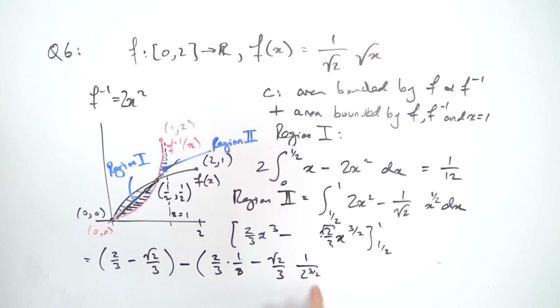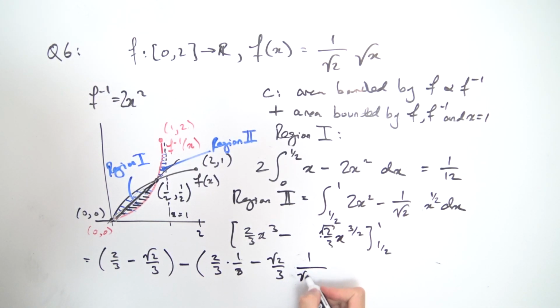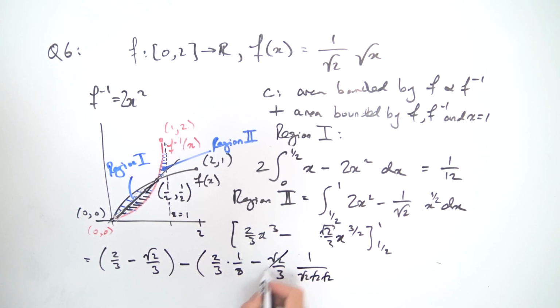But notice that this is the same thing as 1 over square root of 2 cubed. But notice square root of 2 cubed, you can write that as root 2 times root 2 times root 2. So 1 over root 2 times root 2 times root 2. And these root 2's cancel each other out, leaving you with just 1 over 2 over here. So in the end, we get 2 minus root 2.